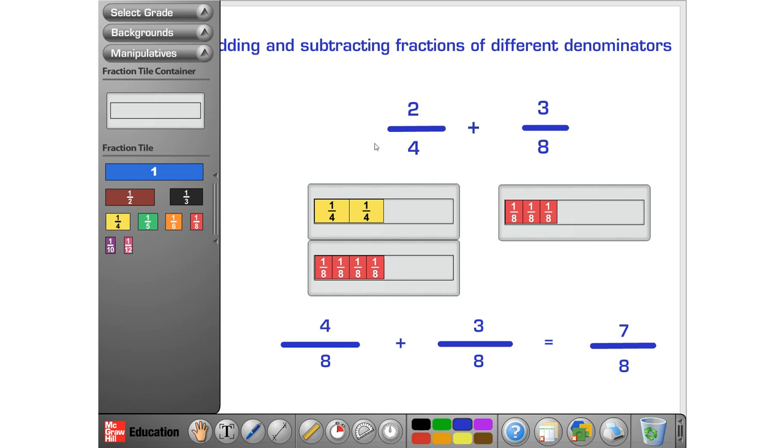All we've done to this fraction is multiply both parts of it by 2 to make it have the same denominator. So 4 multiplied by 2 is 8, and then we have to do the same to the numerator. 2 multiplied by 2 is 4. As long as we can identify what the denominator needs to be multiplied by to change to the other fraction's denominator, we can work these out very easily. So our answer here is 7/8.